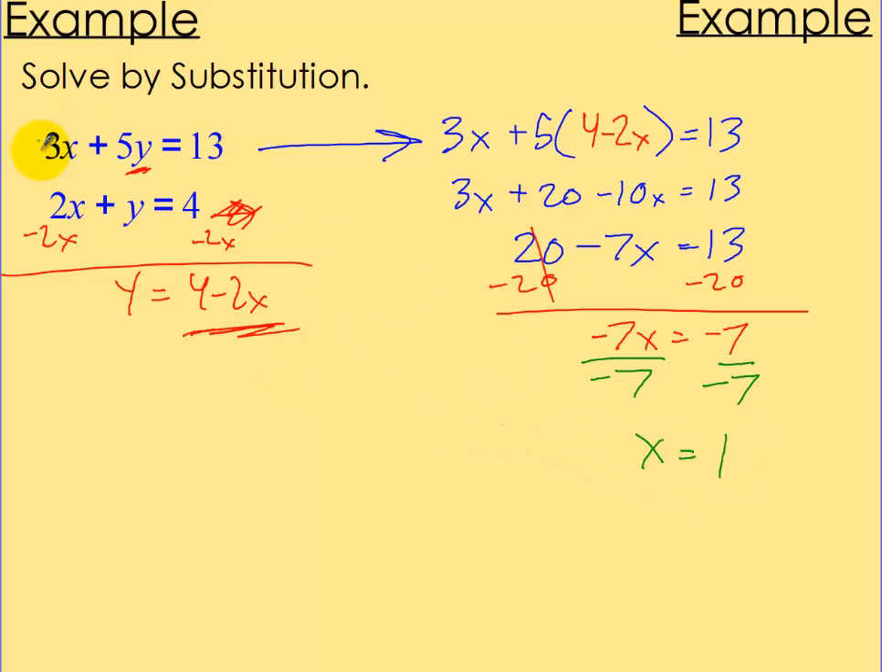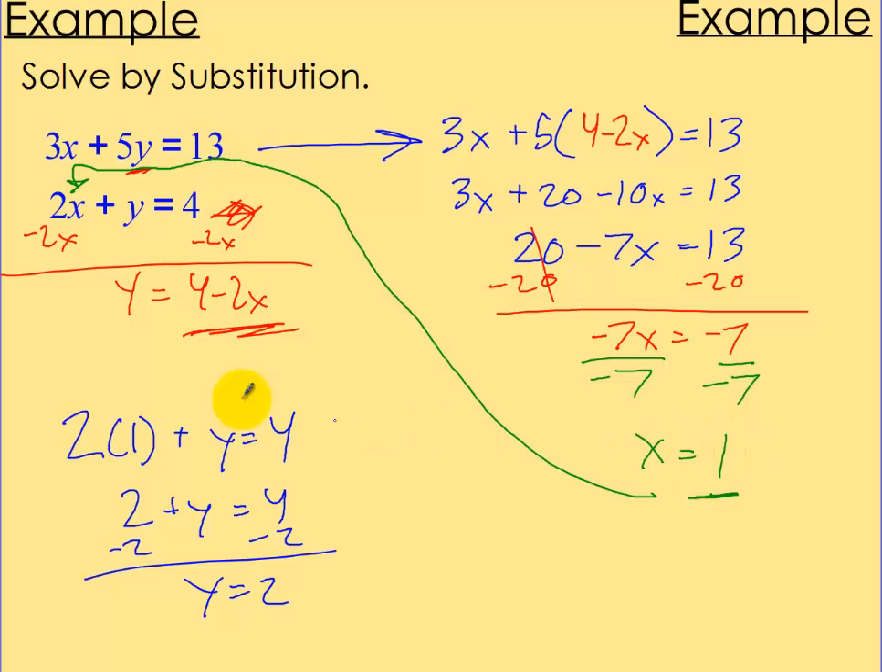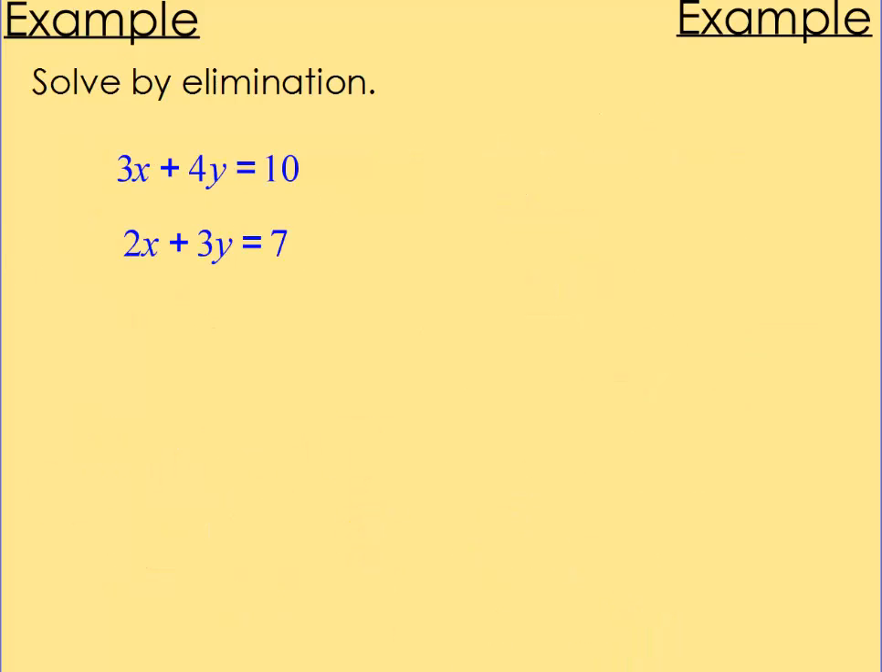So if x equals +1, let's plug it into some equation and solve. I'm going to plug that +1 into this equation. It's the easiest one to mess with. It doesn't matter which one you pick. So then I'm going to get 2 times 1 plus y equals 4. So I get 2 plus y equals 4. Subtract 2 on both sides. You're going to get y equals 2. So x is 1, y is 2. Your final solution as an ordered pair is (1, 2). Try the next one. Pause the video.